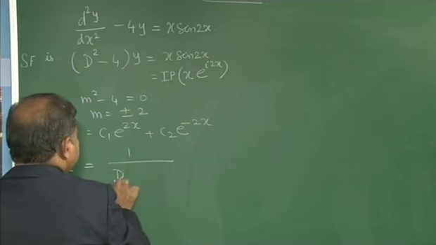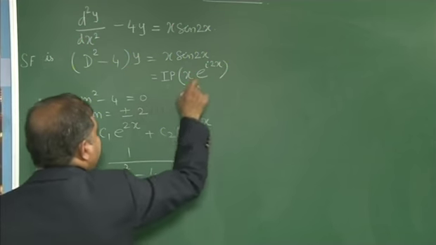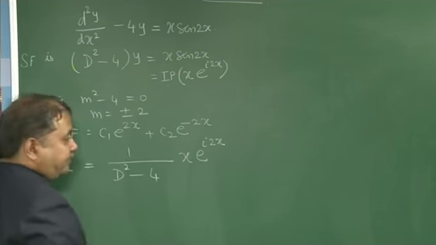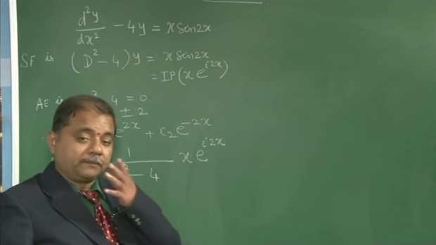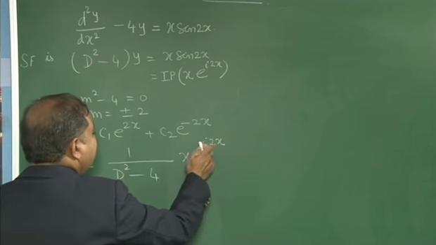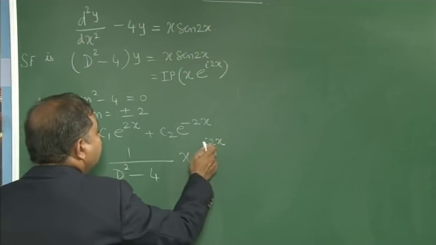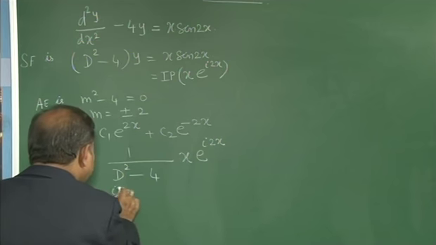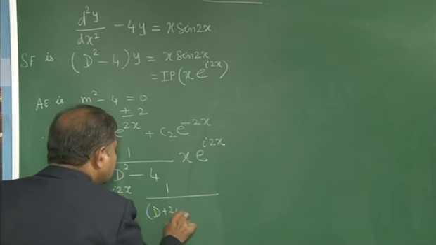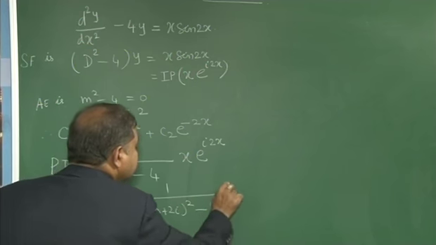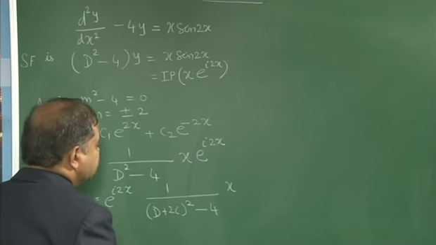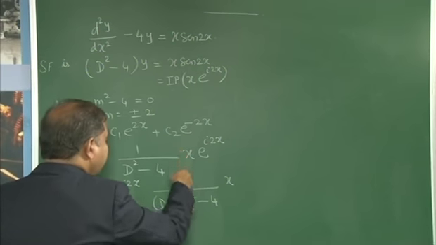1 by D squared minus 4. I have not taken the imaginary part, only e power i2x, I will take here. Now, this is type 4, so replace D by D plus a. Now, be careful, the a value is 2i. So, e power i2x 1 by (D plus 2i) whole squared minus 4 on x. Now, it has become type 3.